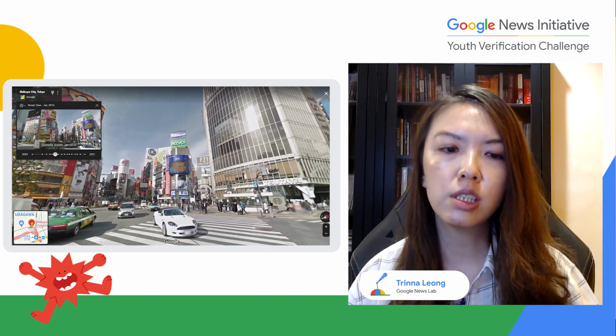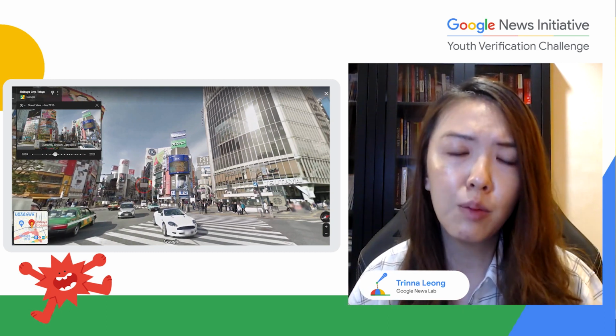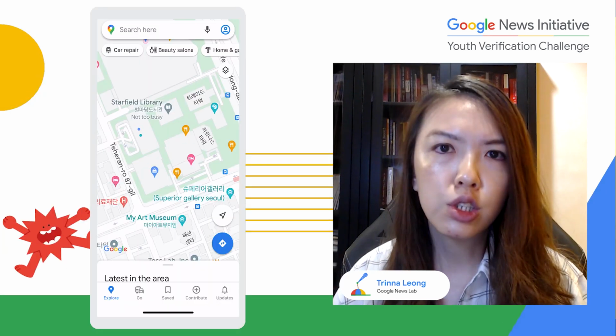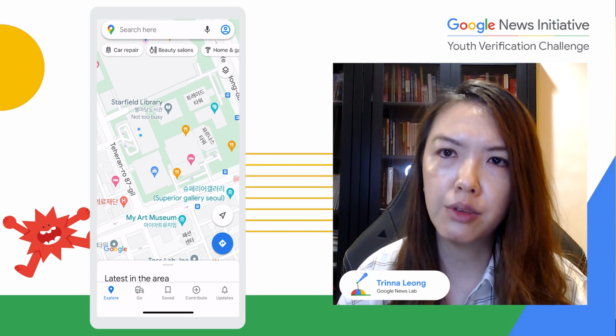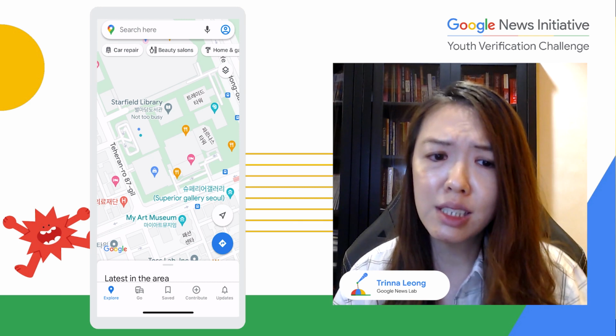So I hope that gives you an idea of how historical Street View works and how it can come in handy when you need to use it for your fact checking work. But what if you can't find a historical street view that matches the timeline that you want to locate with the visuals that you have, right? Sometimes that happens.